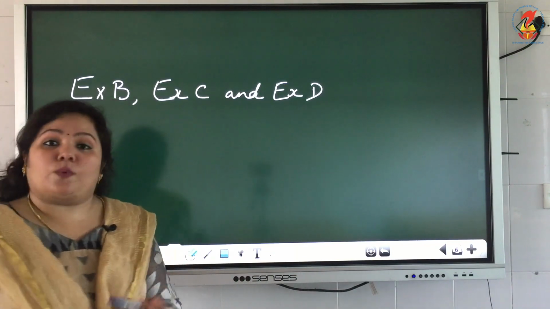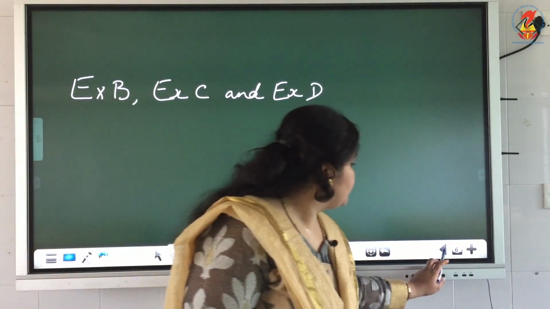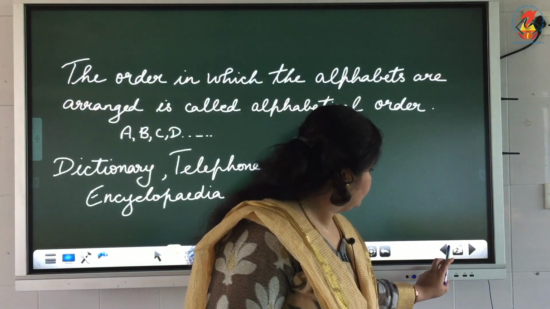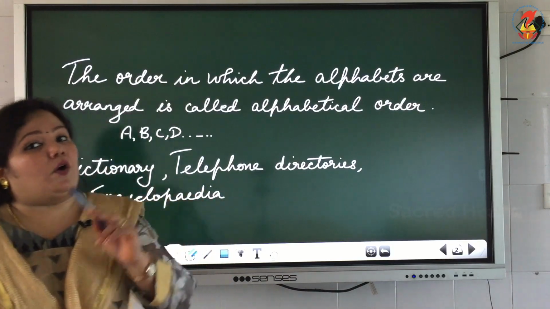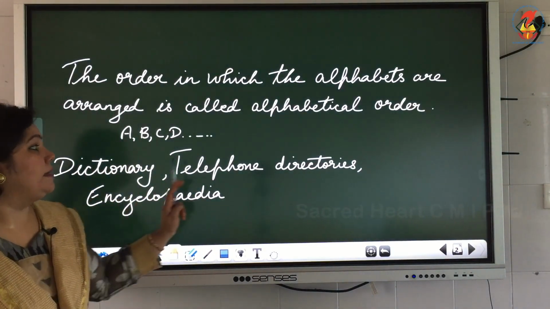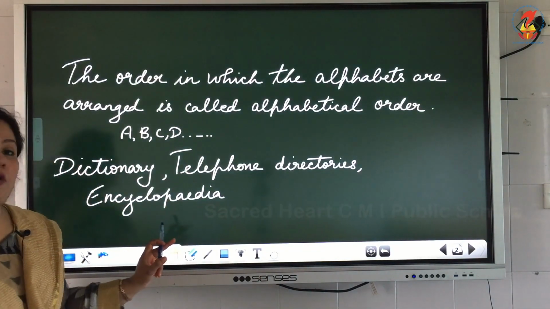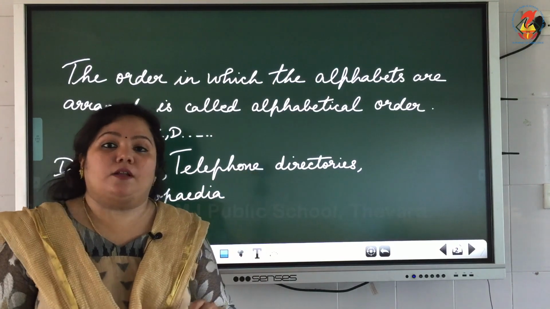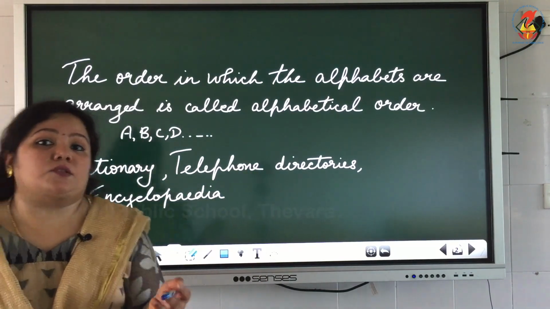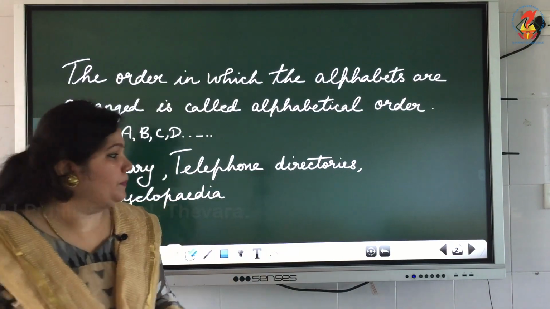Alright children, so let's once again just go through whatever we had learnt. So, the order in which the alphabets are arranged is called the alphabetical order. And all of us know what the alphabetical order is. And you can find names according to the alphabetical order in dictionaries, telephone directories and encyclopedias where names are written according to the alphabetical order for us to find the meanings or find the names in a much easier manner.